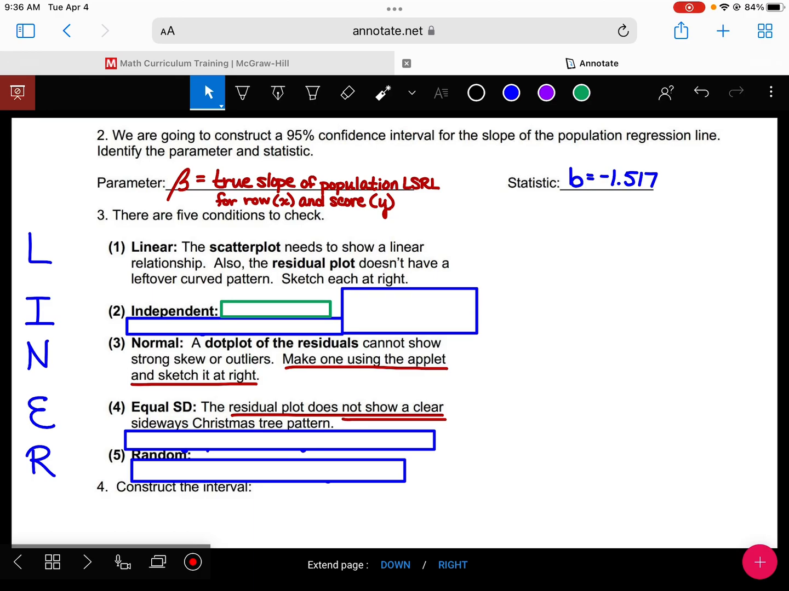When we talk about our parameter, it is not just enough to say true slope of the population least squares regression line. I have to include some context. What is my independent variable? What is my dependent variable? For row, that's my x variable, and score, that's my y variable.